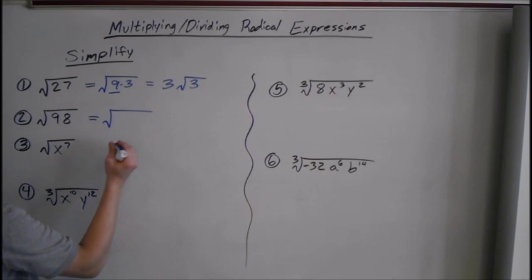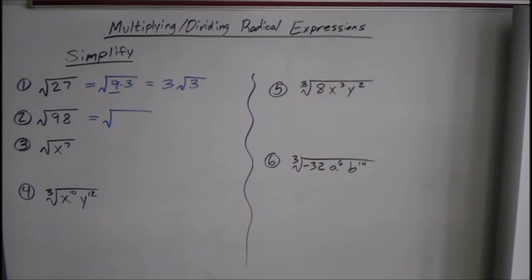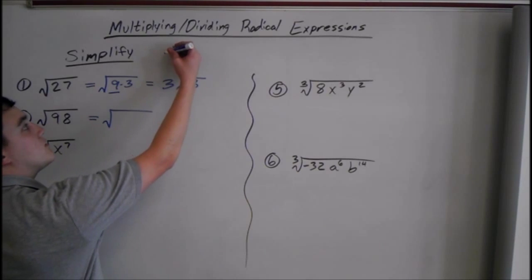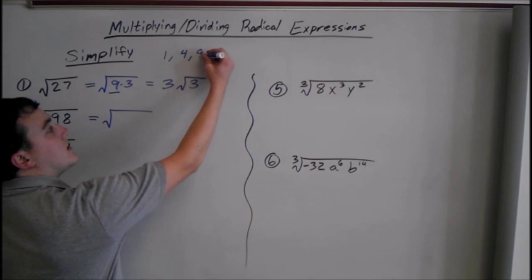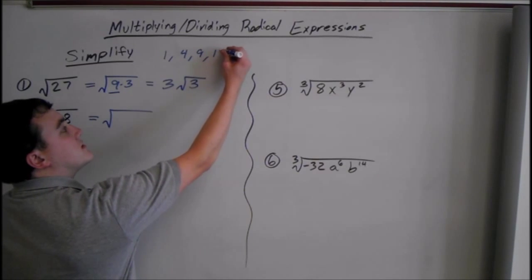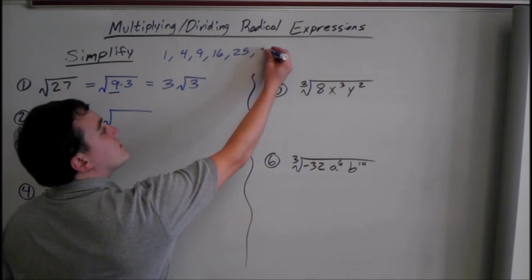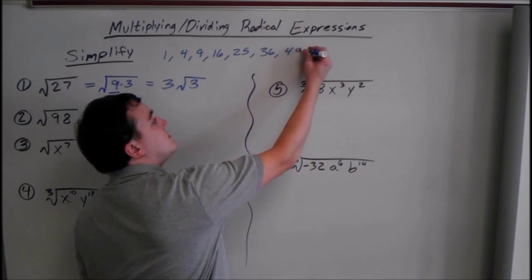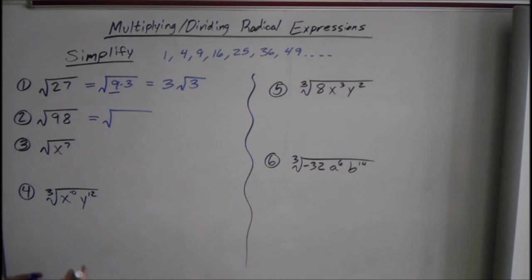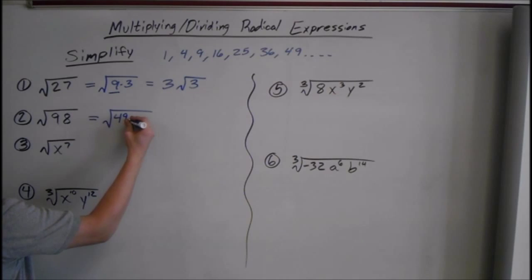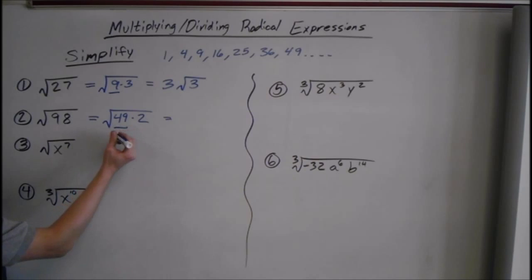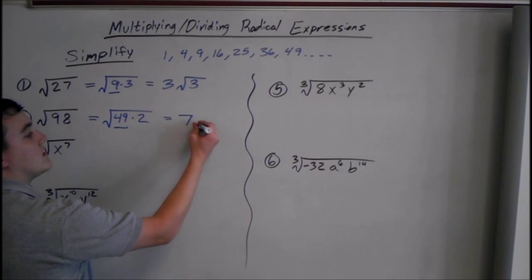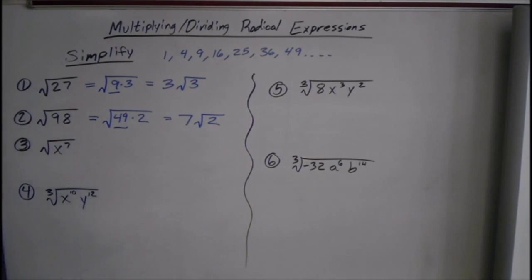We have the square root of 98. Well, what perfect square will go into 98? So you can list out perfect squares. You know 1 squared is 1, 2 squared is 4, 3 squared is 9, 4 squared is 16, 25, 36, 49. Well, so we know 49 will go into 98. 49 times 2. Can't take the square root of 2, but you can take the square root of 49. The square root of 49 is 7, left with the square root of 2 on the inside.